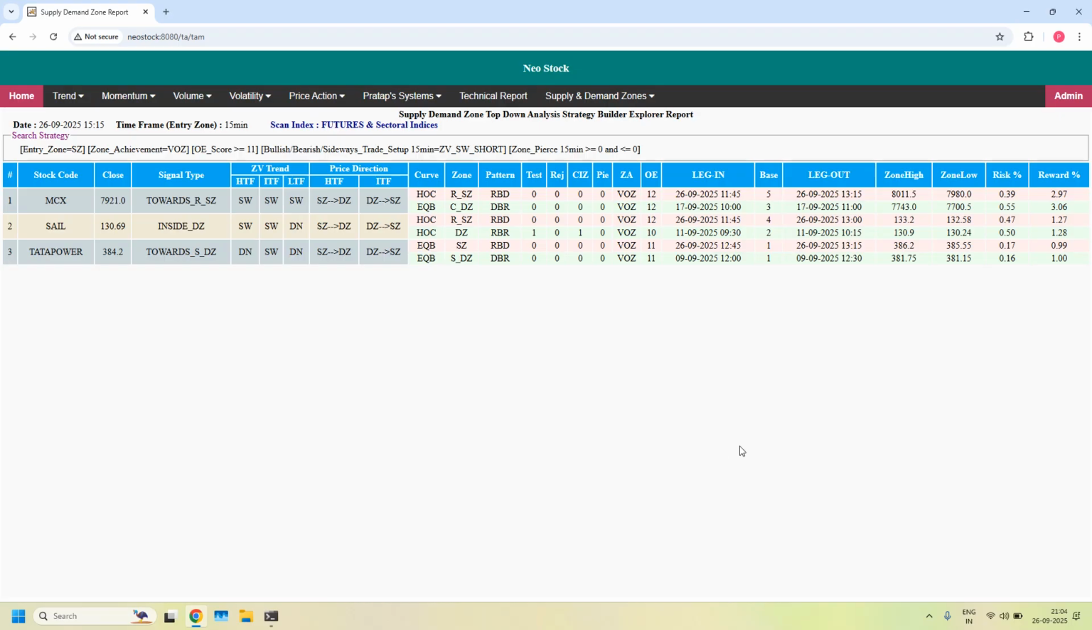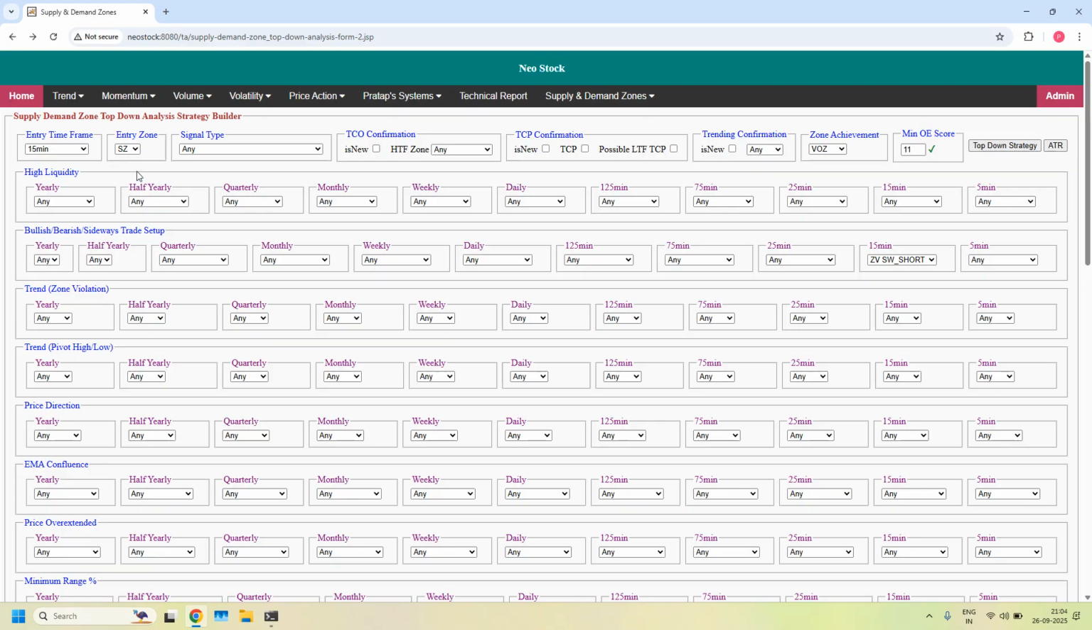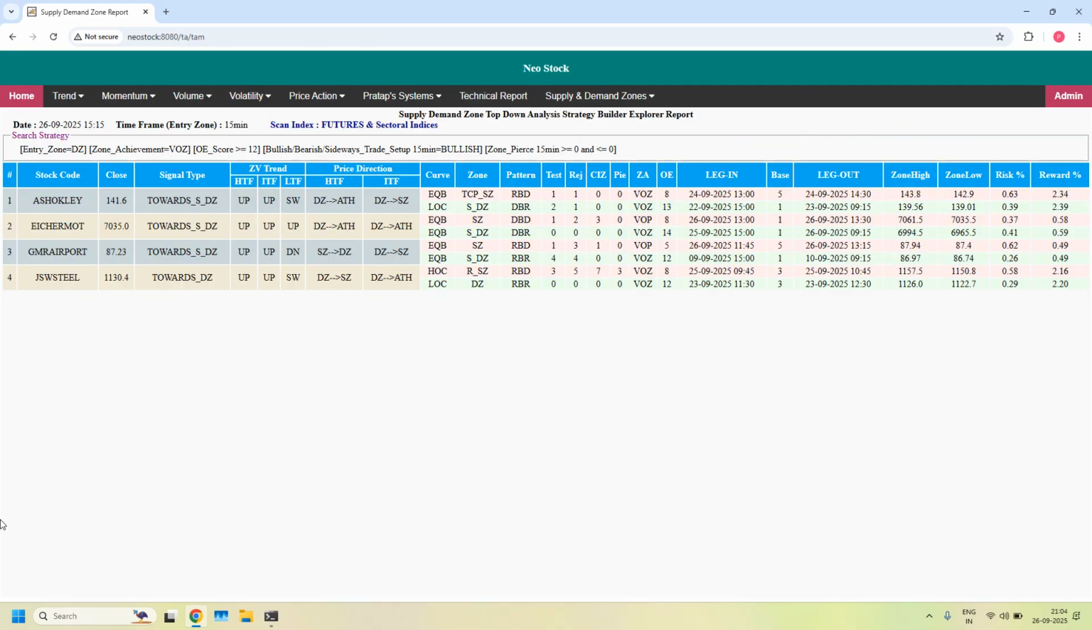Okay, next bullish trade setup for daily income trade. Changes are 15 minutes demand zone, here bullish, and minimum odd enhance score 12. Let's filter. We got 4 stocks. Bullish trade setup for daily income trade. Entry time frame zones are 15 minutes demand zones.